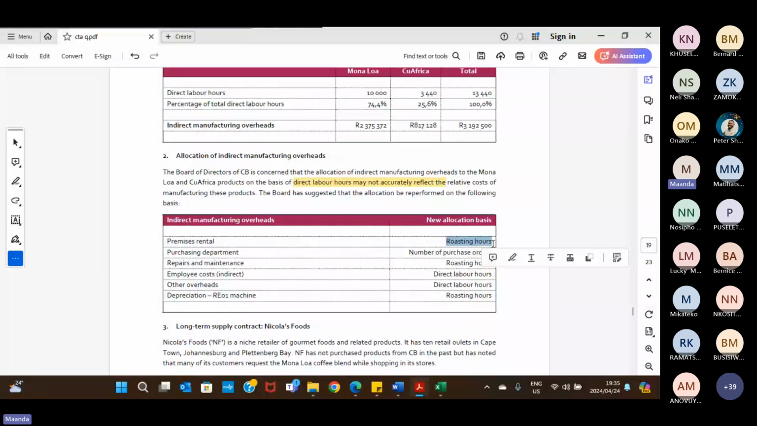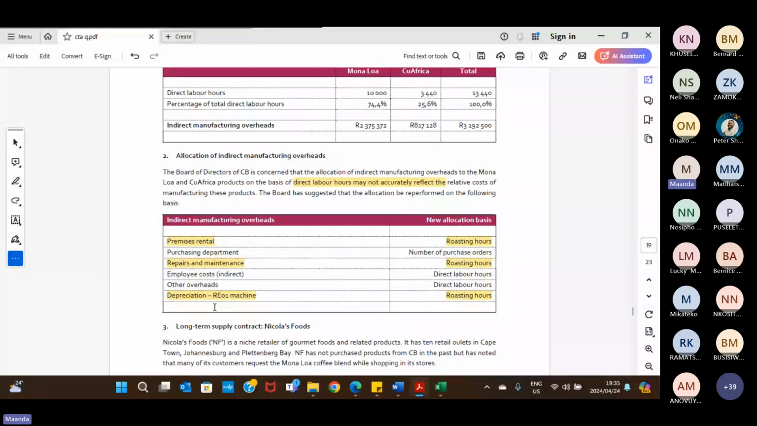But I then see that, okay, we have repairs as well, where we use roasting hours. We have depreciation as well, where we use roasting hours, meaning that I can add the cost of 1, 2, 3, and allocate them together, right? Because all of them need roasting hours. So I can just do that and allocate them together rather than doing 1, 1, 1, because I'm wasting time.